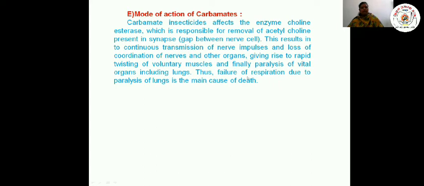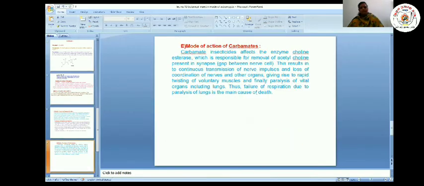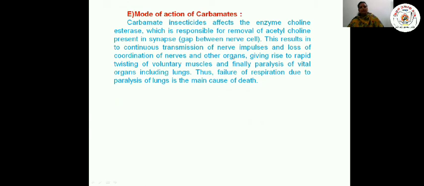Mode of action of the carbamates. The carbamate insecticides affect the enzyme cholinesterase, which is responsible for removal of acetylcholine present in the synapse, that is, the gap between the nerve cells. This results in continuous transmission of nerve impulses and loss of coordination of nerves and other organs, giving rise to rapid twitching of voluntary muscles and finally paralysis of vital organs, including the lungs. Thus, failure of respiration due to the paralysis of lungs is the main cause of death.